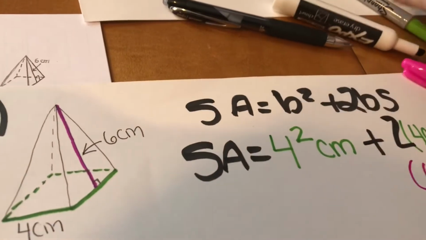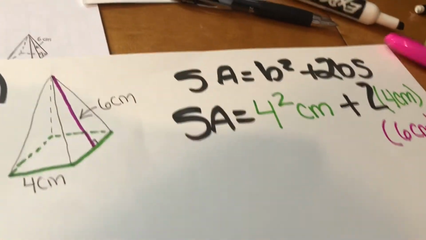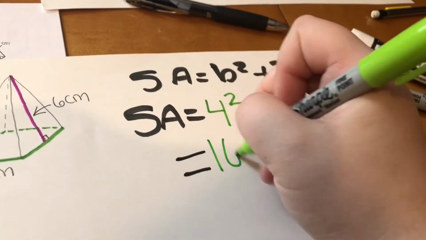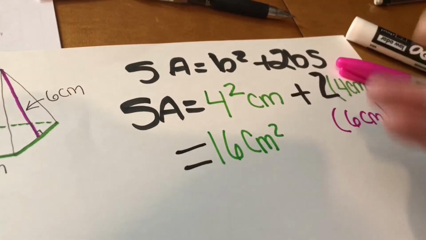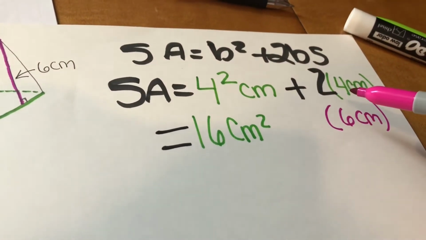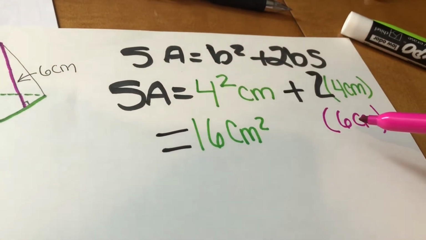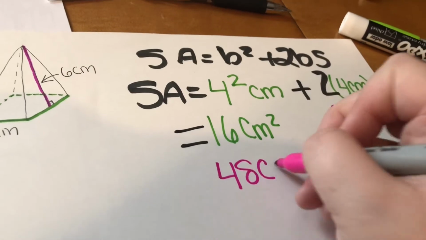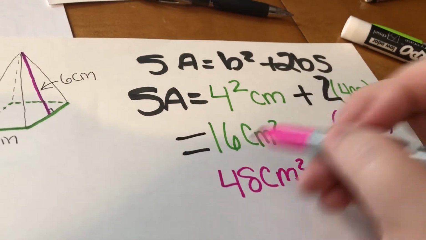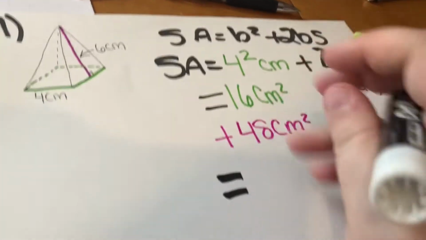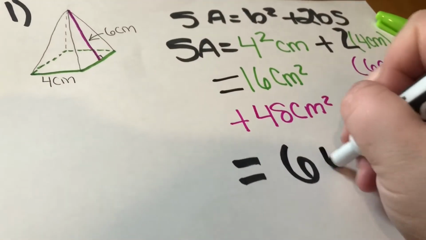So we know that centimeters times centimeters has to be centimeters squared. So this should equal 16 centimeters squared. And this right here should be 2 times 4, which is 8 times 6, which is 48. So then we should have 16 centimeters squared and 48 centimeters squared. We have to add those together. So our full answer should be 64 centimeters squared.